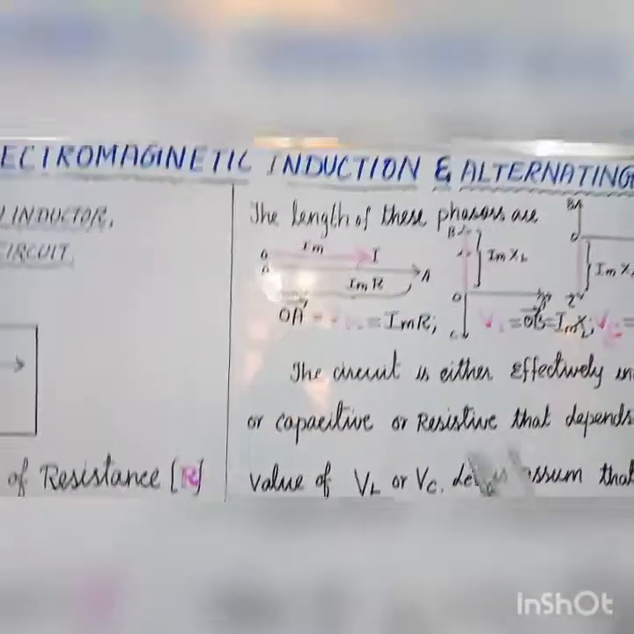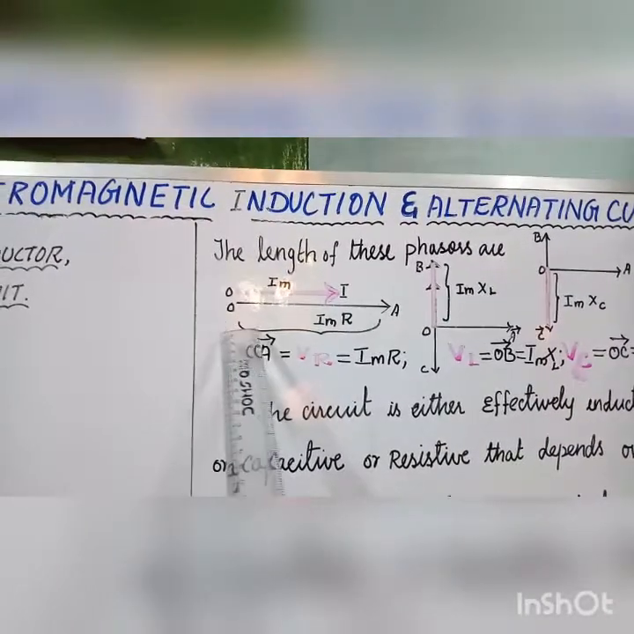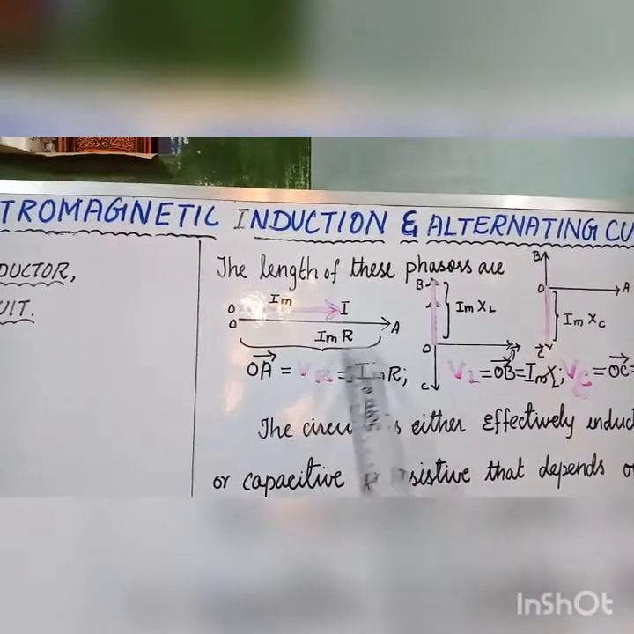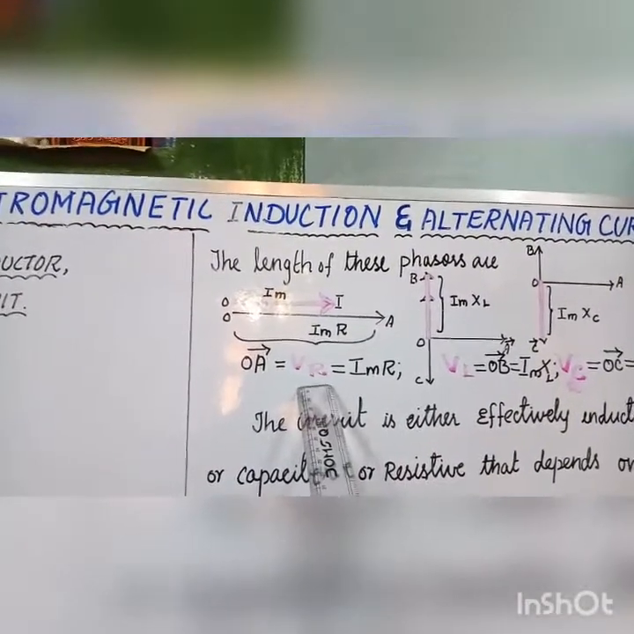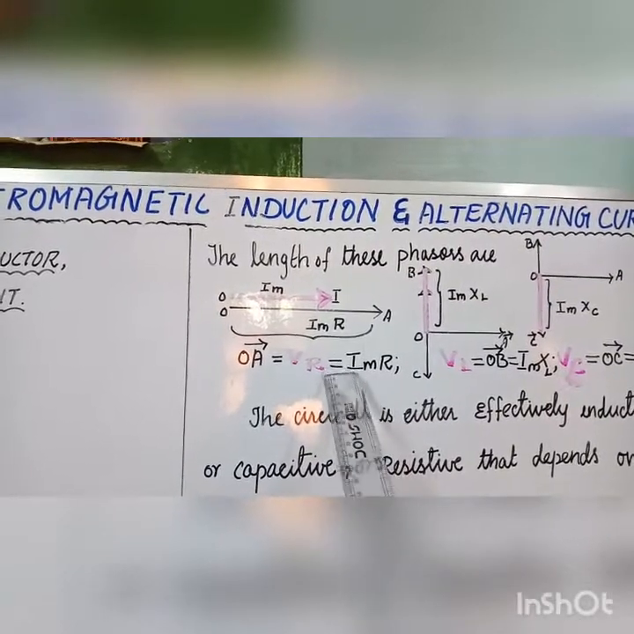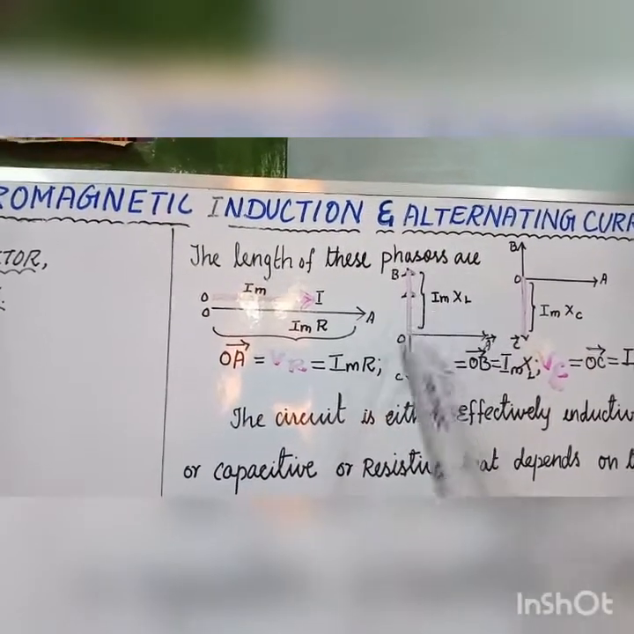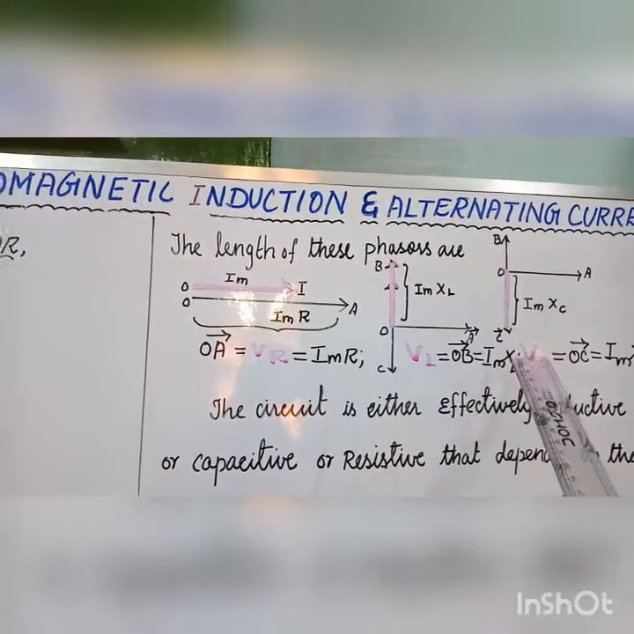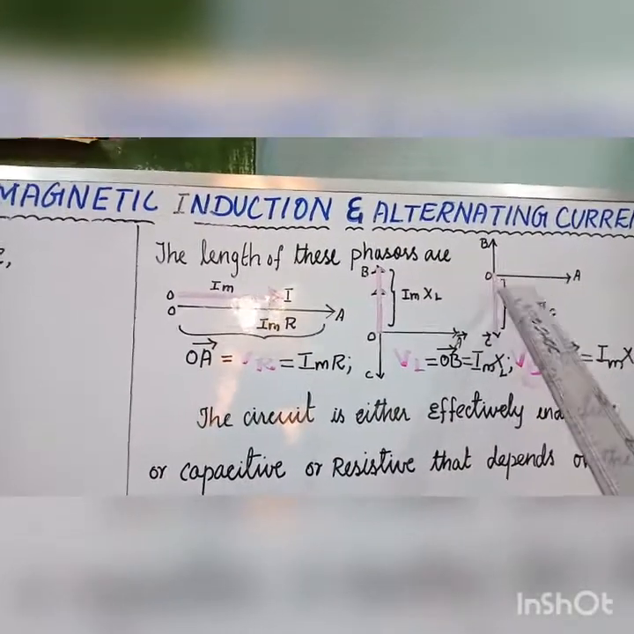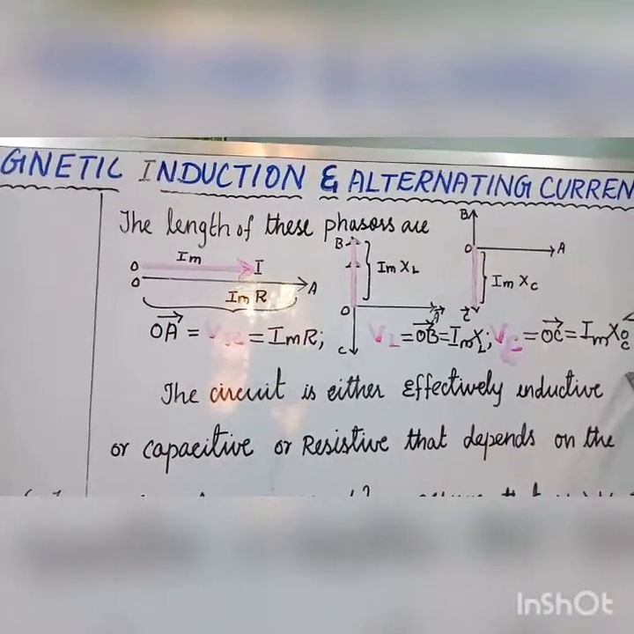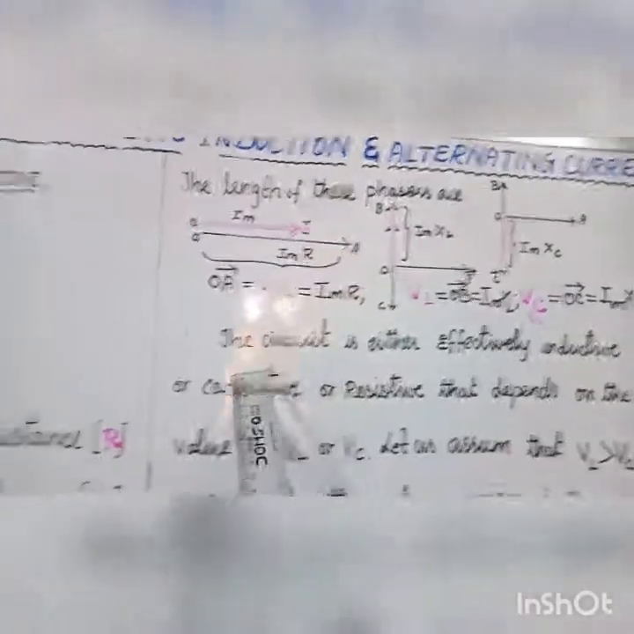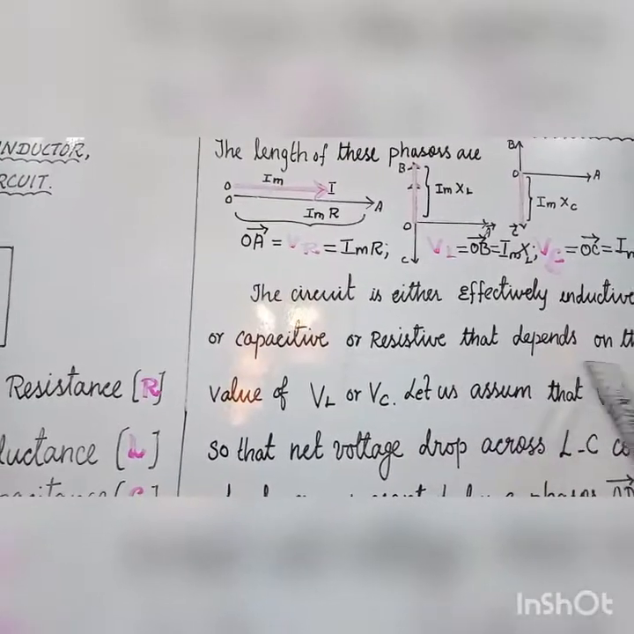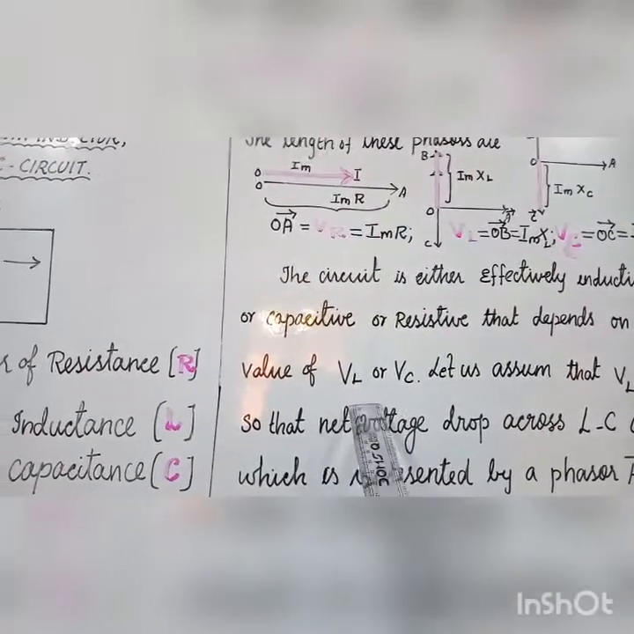The length of the phasor, the OA vector, is equal to VR, the voltage across the resistance, that is equal to maximum current into resistance. The OB vector is equal to Im into XL, maximum current into the reactance of the inductor. The OC vector is equal to Im into XC, the capacitive reactance. A circuit is either effectively inductive, capacitive or resistive. That depends on the values of VL and VC.